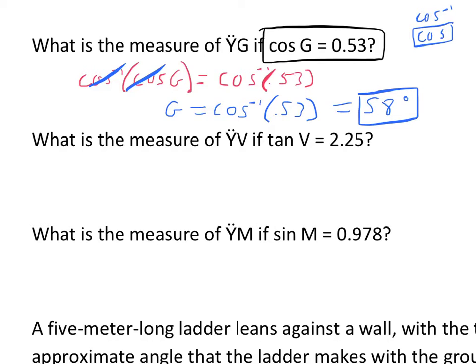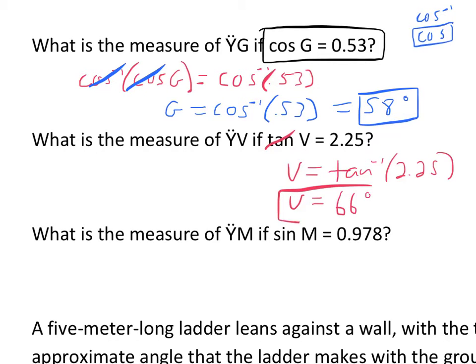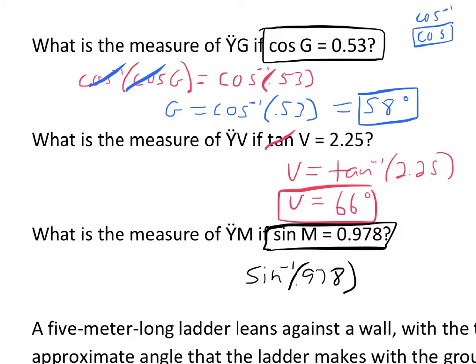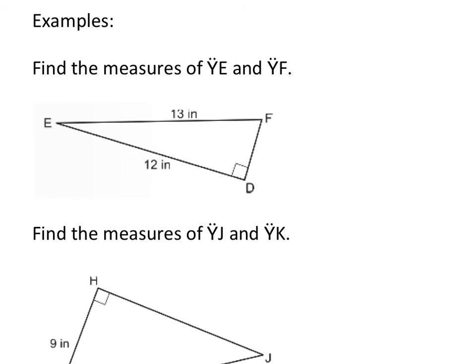The next one, we would do tan inverse of both sides. Again, tan inverse would cancel out the tan, but you have to do it to both sides, and that would give us about 66 degrees. And then to undo sine, we would do sine inverse of 0.978, and that would give us m. So we're undoing the sine by doing sine inverse, and that would give us about 78 degrees. If your calculator is not doing that, then we're going to want to check and see if your calculator is in degrees and so on.